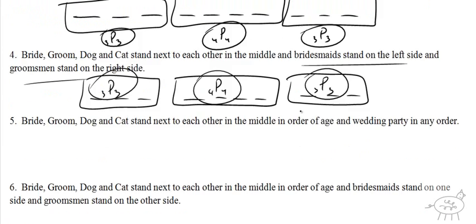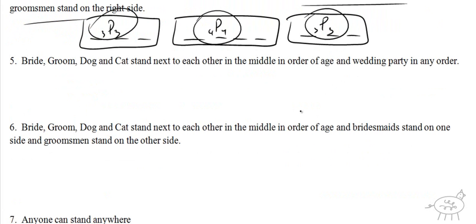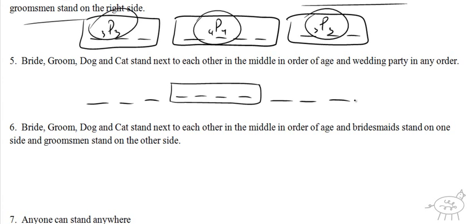Okay. Number 5, the bride, groom, dog, and cat stand next to each other in the middle in order of age, and the wedding party in any order. So once again, they're going to be in the middle. So 1, 2, 3, 4. Okay, and we're going to put 3 slots here for the bridesmaids and groomsmen. Again, they can be in any order. So these 6 slots on the left-hand and right-hand side, that is going to be your 6P6.